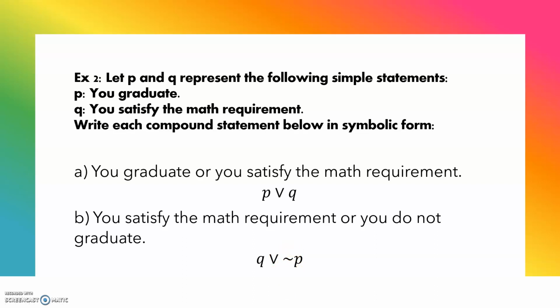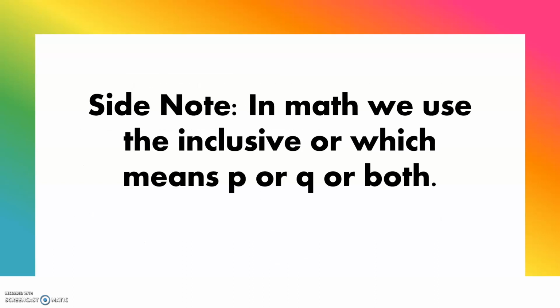And so you do not graduate is the opposite of you graduate. So here's a little side note. In math, we use what's called the inclusive or, which means P or Q or both. So it could be P, it could be Q, or it could be both.